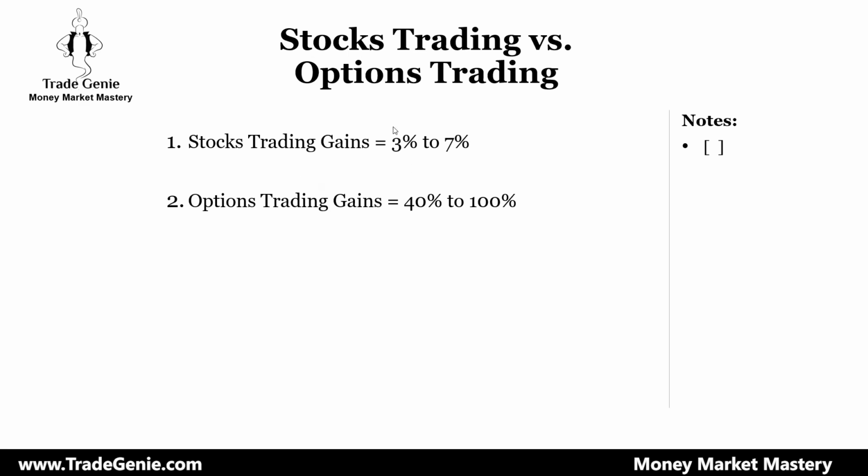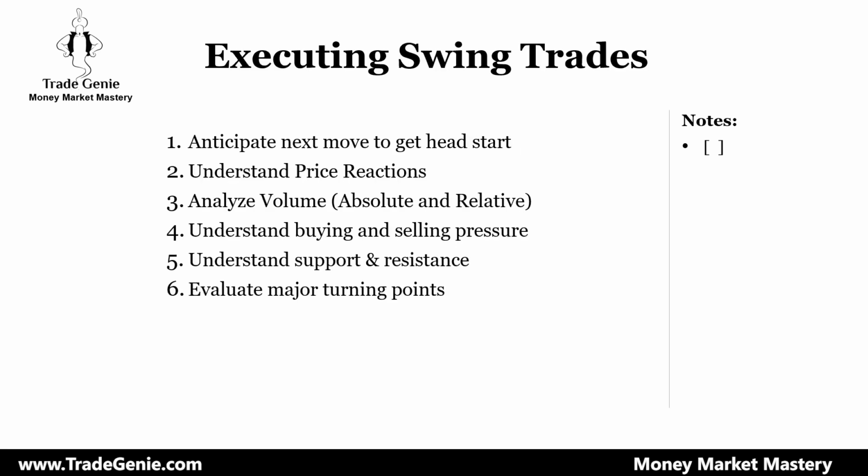If you're targeting 3 to 7% in a stock, when you translate this in options, it becomes 40 to 100%. So how do you execute? Anticipate the next move to get a head start and understand the price reaction. You have to understand price, analyze the volume, both absolute and relative, and understand the buying and selling pressure.